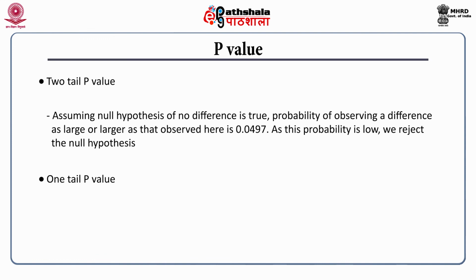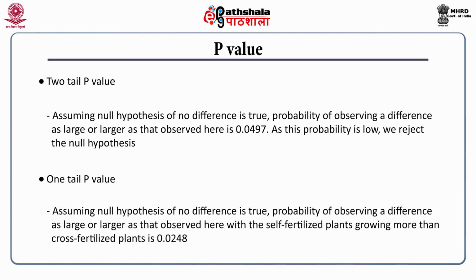Now the one-tail p value can be defined as follows: assuming the null hypothesis of no difference is true, the probability of observing a difference as large or larger than what we observed here, with self-fertilized plants growing more than the cross-fertilized plants, is 0.0248. The other way around, with cross-fertilized plants growing more than self-fertilized plants, is also 0.0248, which are the one-tail p values. The double of this is our two-tail p value, and as I explained earlier, it's always preferable to go with the two-tail p value rather than the one-tail p value.